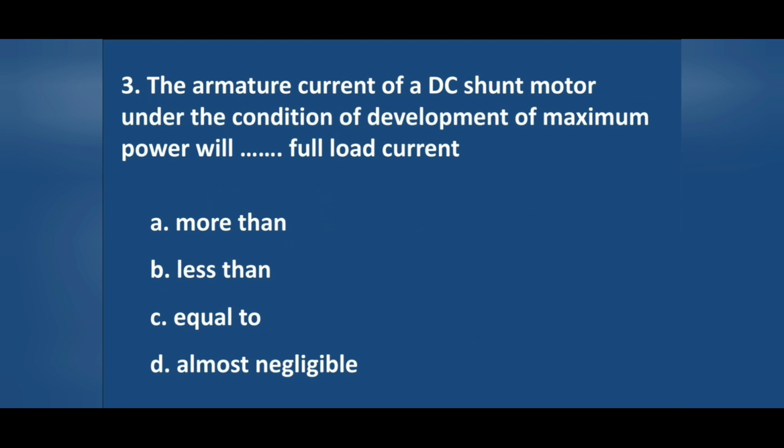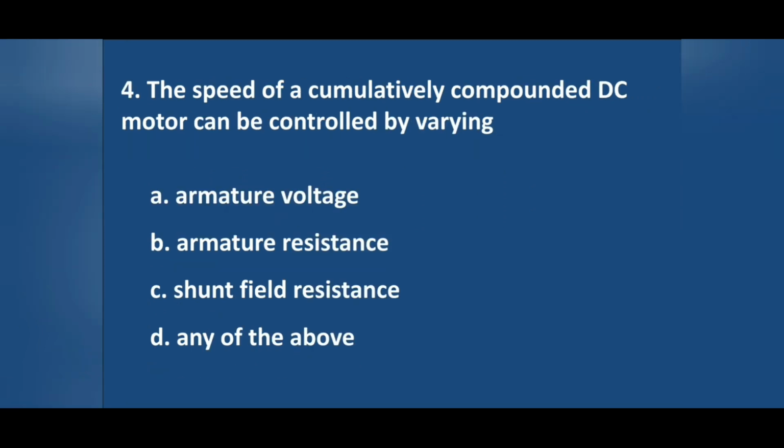Question number 3. The armature current of a DC shunt motor under the condition of development of maximum power will dash full load current. Answer is option A, more than. Question number 4. The speed of a cumulatively compounded DC motor can be controlled by varying. Answer is option D, any of the above.